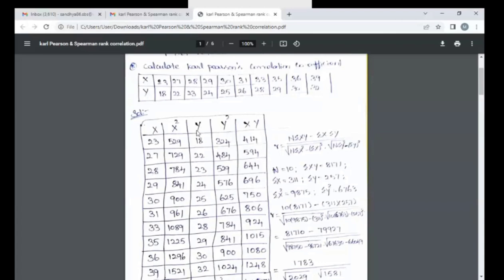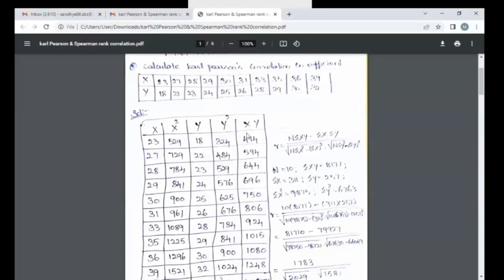In the third column you have to write the y values which are given in the problem, and in the next column, squaring all the y values. That is 18 square, it is 324. 22 square, it is 484. 23 square, it is 529. So likewise you have to calculate all the values of y.